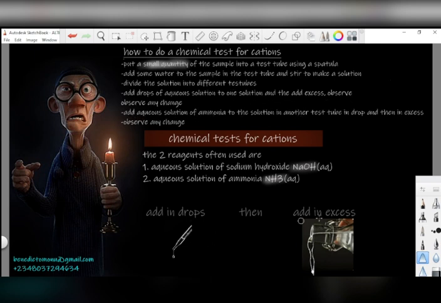So it means, first of all, you have that solution of the salt. You add drops of sodium hydroxide aqueous solution. You observe what happens. And then you now add sodium hydroxide in excess. You observe what happens and you record. You do the same thing for ammonia in drops. You add, you observe what happens. And then you do the same thing in excess. You observe what happens.